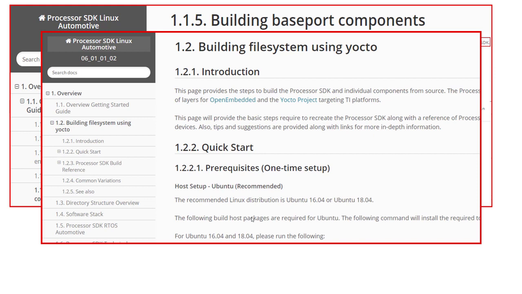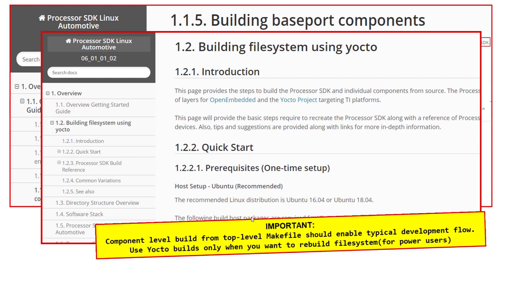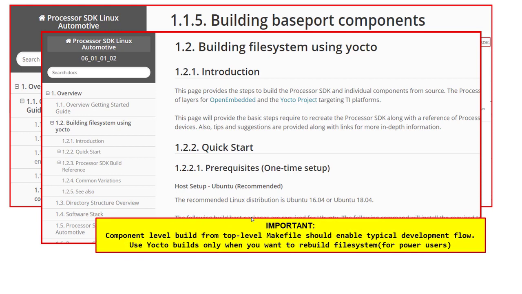SDK also includes Yocto recipes for the full SDK build, including the root file system. For specific instructions on Yocto build setup, refer to the corresponding section in the user guide. Typical development workflow will involve updates to a specific component. For example, updates to a kernel configuration or a device tree configuration. For these, the Makefile based component level build can be leveraged. Usage of Yocto requires additional expertise and is better leveraged for file system build or the full SDK build.